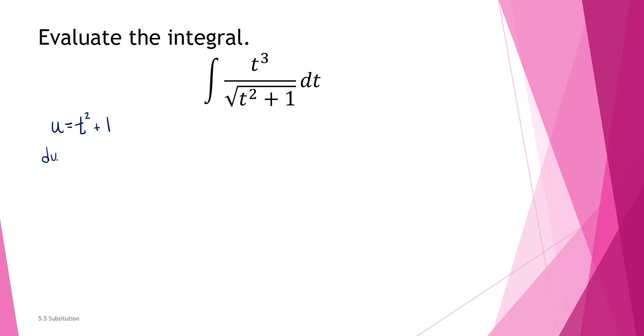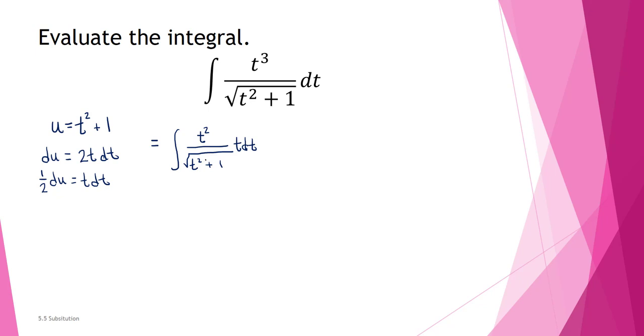If I do that and differentiate each side, then du is 2t dt, and then I can divide both sides by 2, so 1/2 du is t dt. Then my integral, I'm just going to point out, I can write it as t squared over the square root of t squared plus 1 times t dt. So I've really taken the t to the third and put t squared here and 1 t over here. The point being that the t dt will turn into the du.